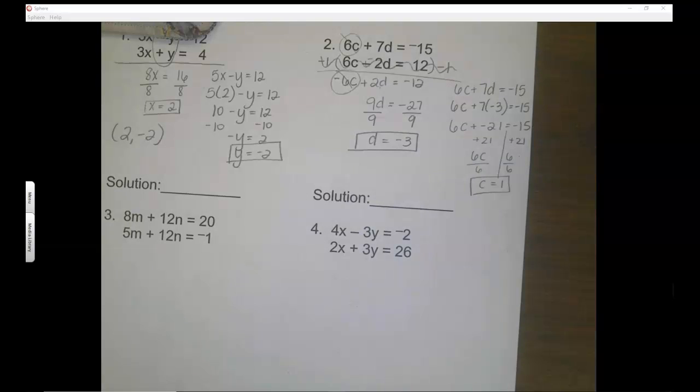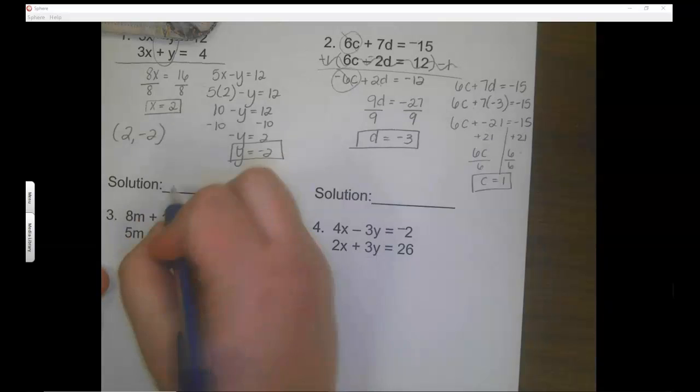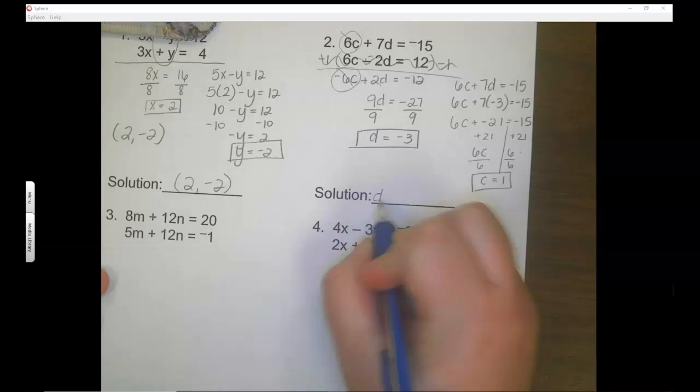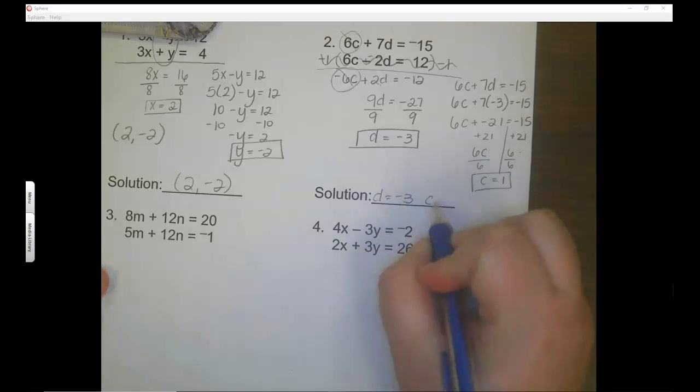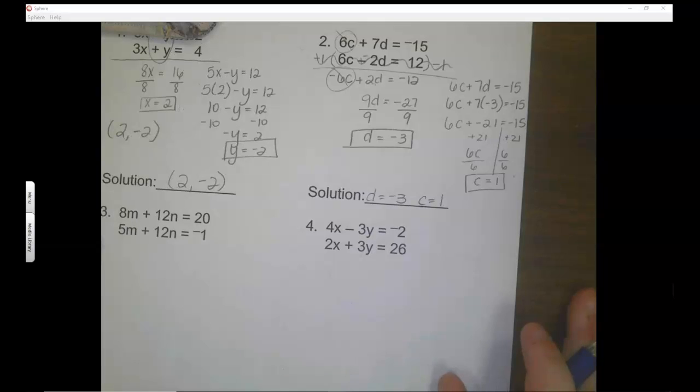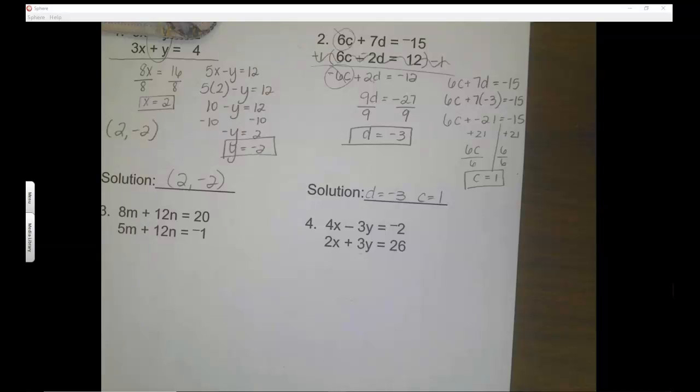Yeah. All right. So my solution to this first one was 2, negative 2. My solution here is D equals negative 3, C equals 1. Can't write it as a coordinate because it's not X and Y. Now at this point, if you need to pause to get this copied down, raise your hands, and if the teacher could pause the video real quick.